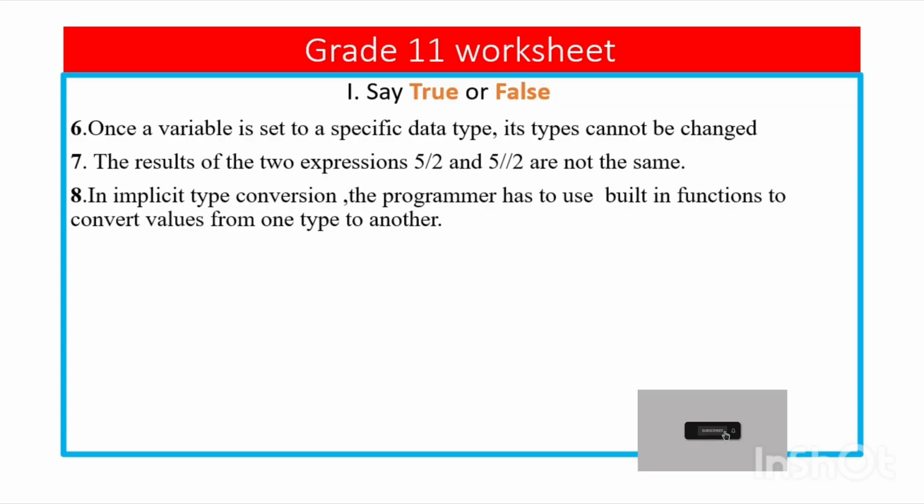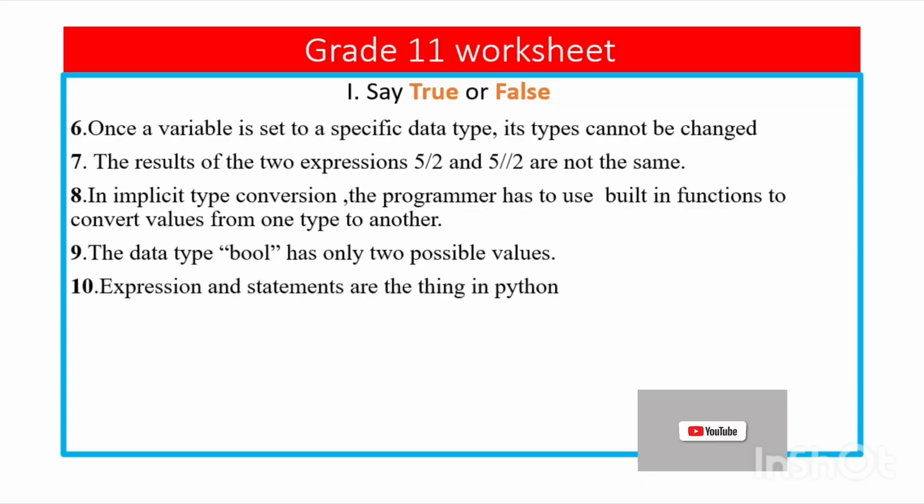Question number 8. In implicit type conversions, the programmer has to use a built-in function to convert the value from one type to another. Question number 9. The type boolean has only two possible values. Question number 10. Expression and statement are the same thing in Python.